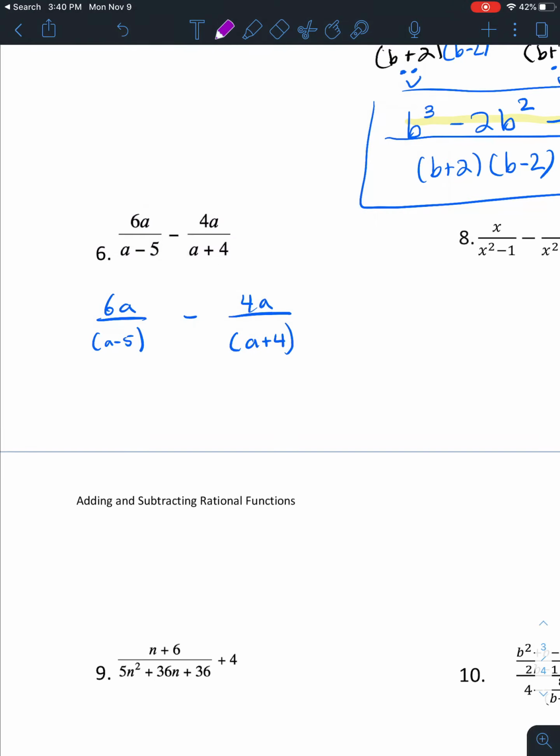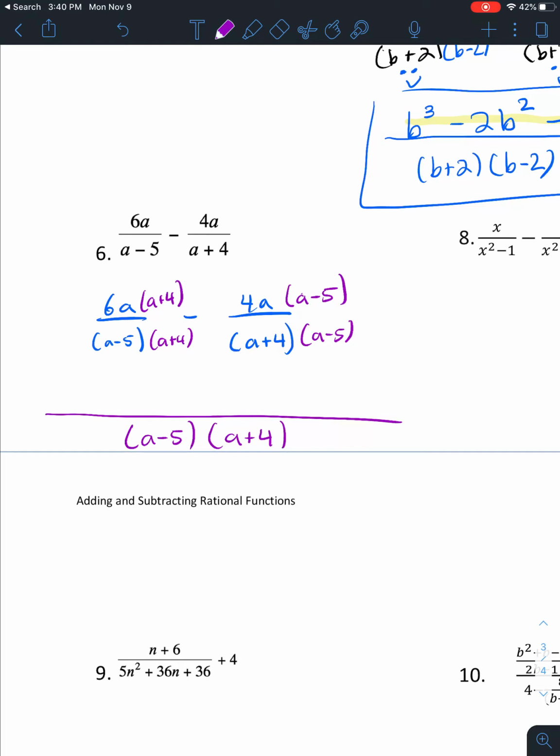So when I look at this, I see two different binomials, and that means I need to multiply them by each other. So that's why I'm gonna multiply this by a plus 4, multiply this by a minus 5, a minus 5. So I want you to watch the way that I do this one because once again, I can just multiply it and I get 6a squared plus 24a.